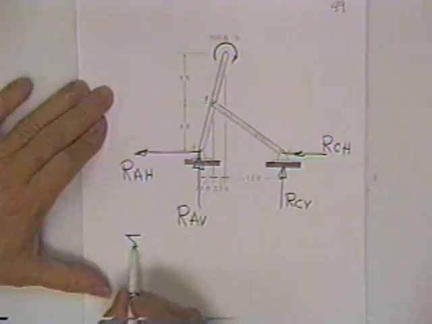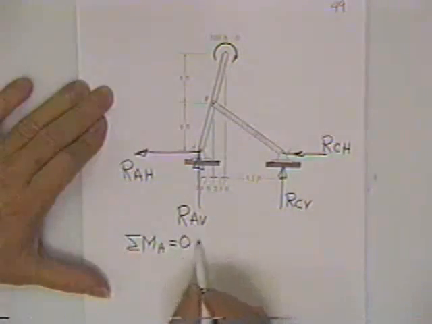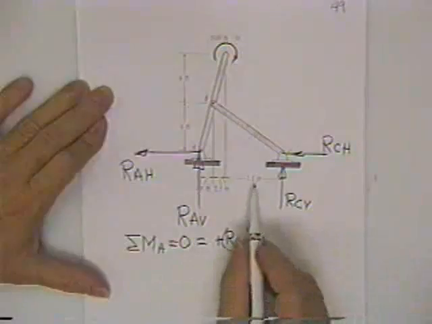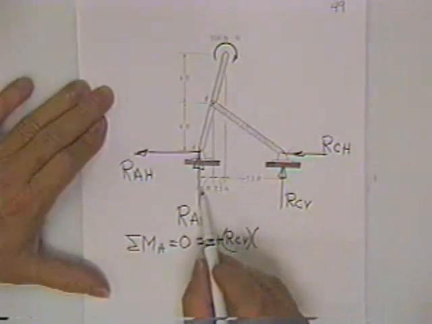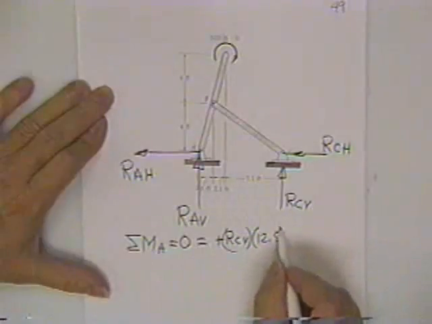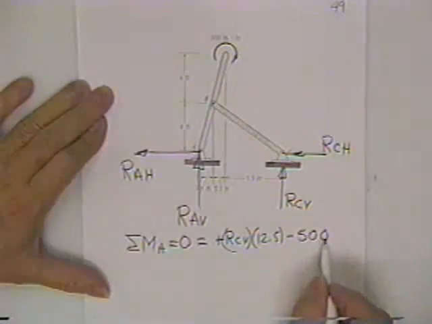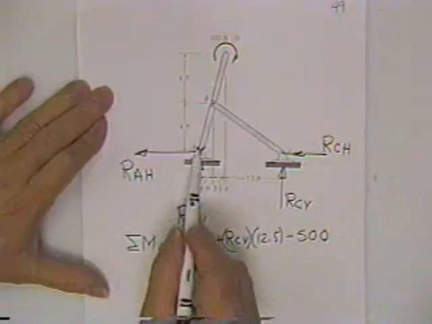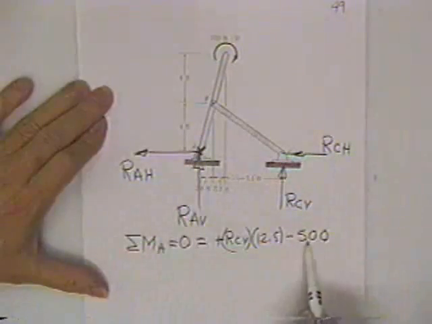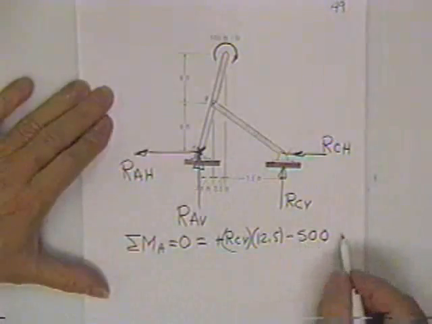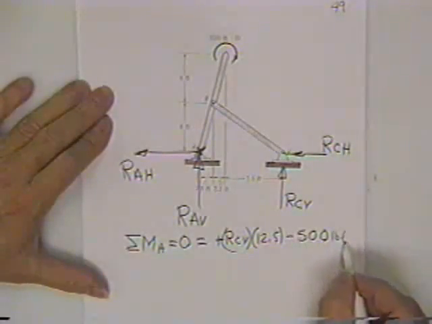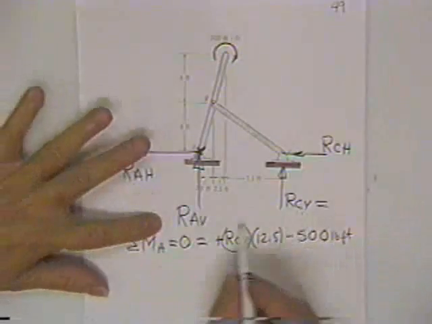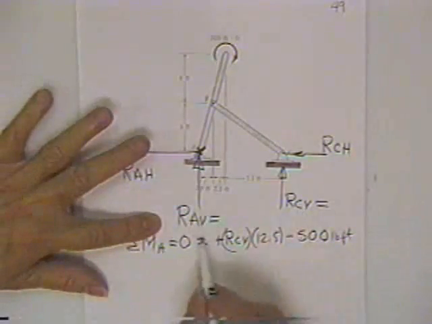The equation would read sum moments A equals 0 equals plus RC vertical times 7.5, 8, 9, 10, 11, 12.5 feet minus 500. That's it. Because this guy goes through point A, this guy goes through point A, this guy goes through point A. This guy doesn't have a moment arm because he's already a moment. So you can solve for RC vertical from this equation. Sum forces vertical, solve for RA vertical from this equation.